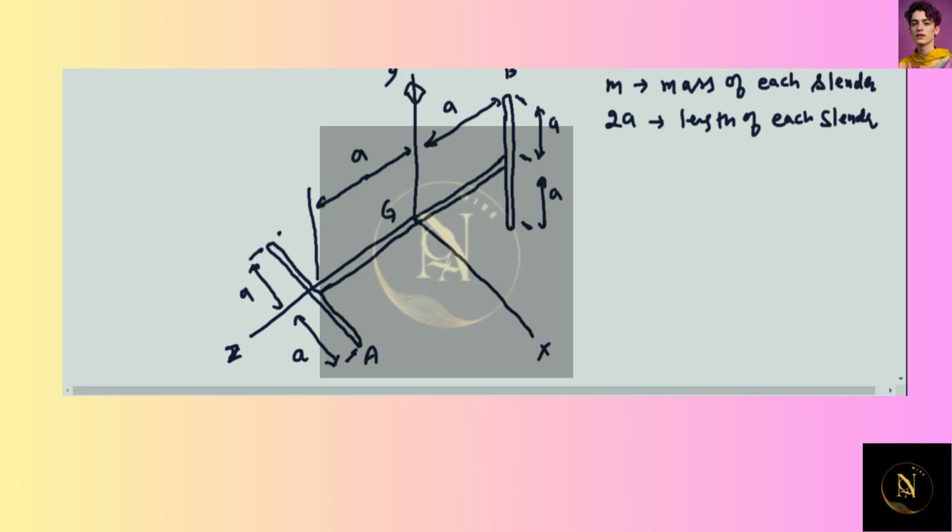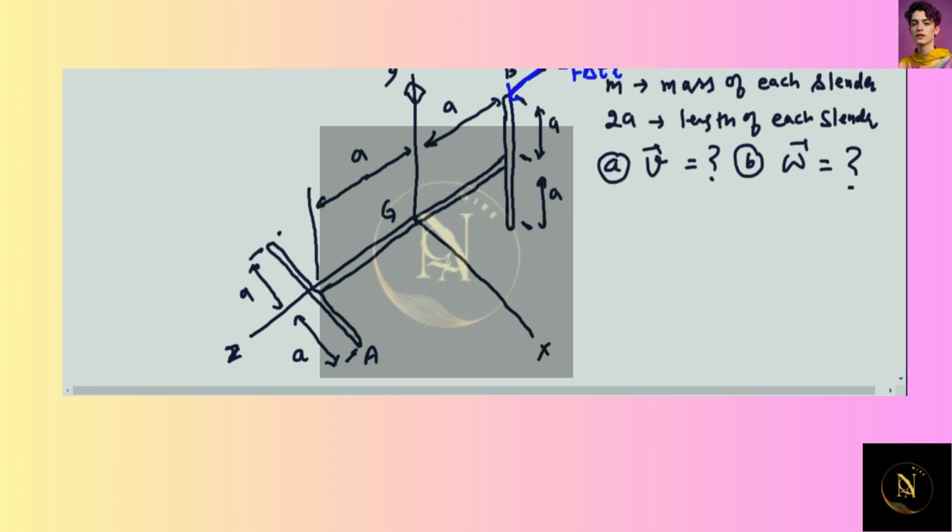It is hit at B in the negative x direction, due to which there is an impulse, I am marking with blue color. This is the impulse along the negative x-axis. We have to calculate the velocity of center of mass G and angular acceleration of assembly.